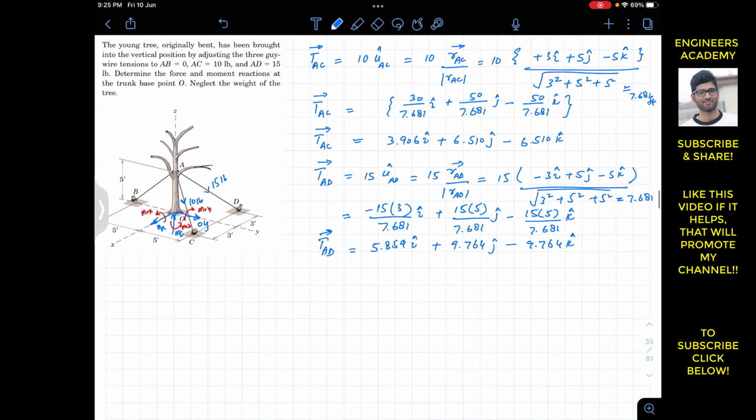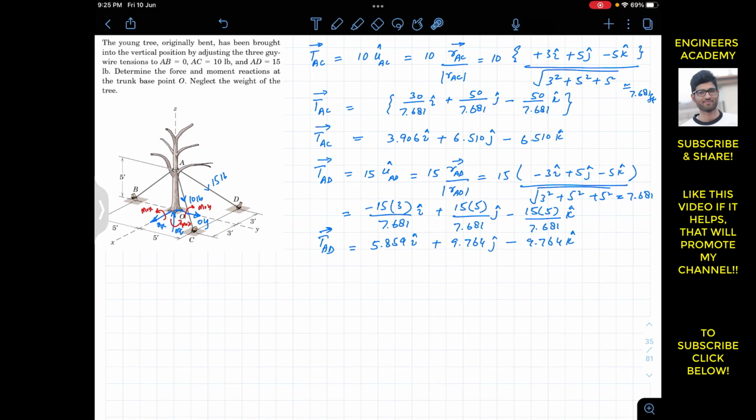And similarly, it is said that the tension in AB cable is 0, so we can write that TAB is 0I plus 0J plus 0K. So it's a 0 vector. Now to find the reactions at O, this OX, OY and OZ, we have to apply the summation of forces along X, Y and Z.